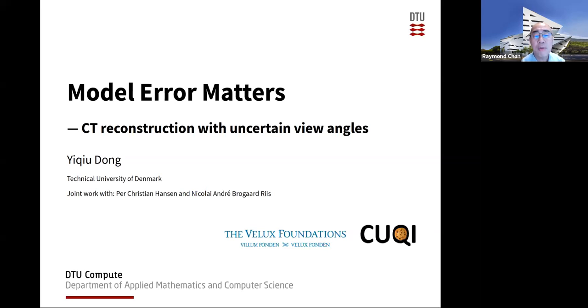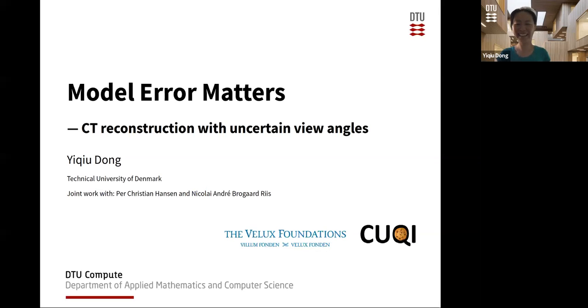Her research areas include mathematical imaging, inverse problems and variational methods, matrix application and computation, and optimization methods. The title of her talk today is Model Error Methods, CT Reconstruction with Uncertain View Angles. Yiqi, it's your time.